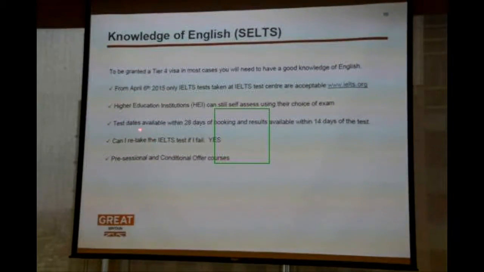You've been told about the test dates. This is slightly incorrect, so I apologise. So please ignore what's on this slide and refer to the presentation that you were given earlier.